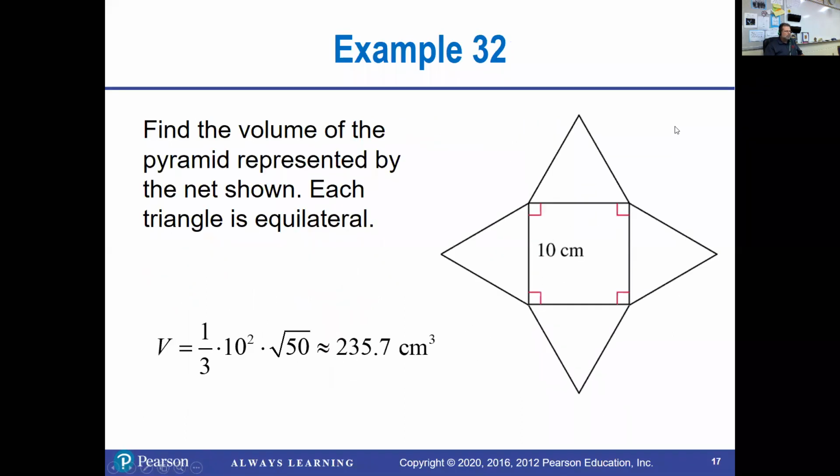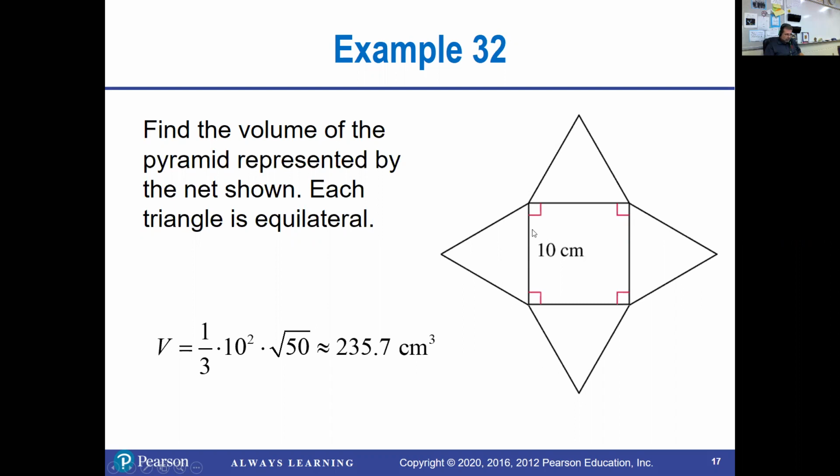All right. So here's a pyramid. Find the volume of the pyramid representing the net shown. Well, again, you would find the area of the square, which is 10 squared. Now, how do you find the height of the pyramid? Well, the height of the pyramid, this is 10. These are equilateral. So you have to find the height.